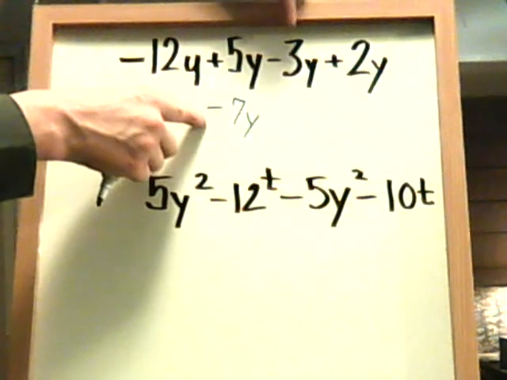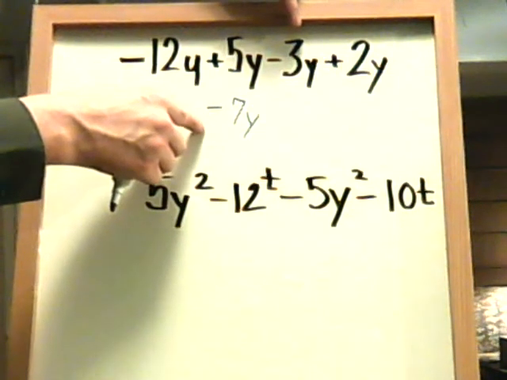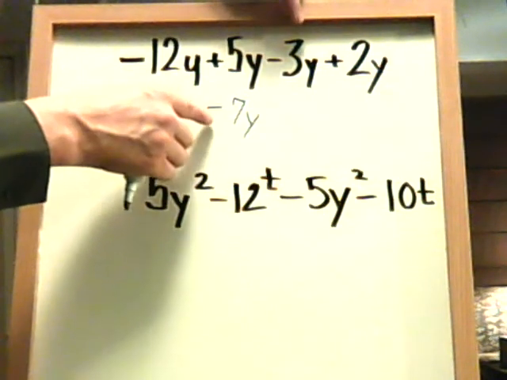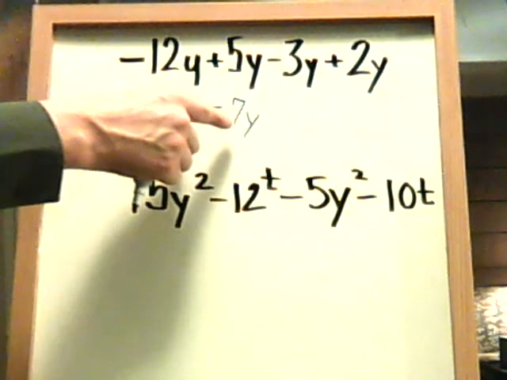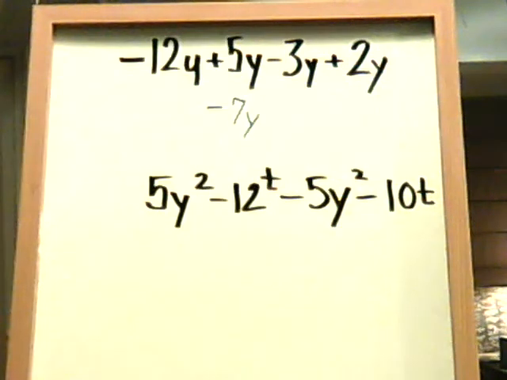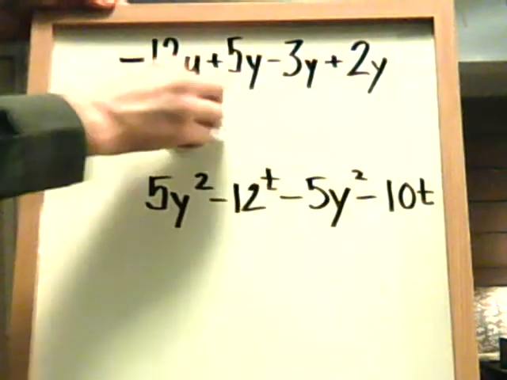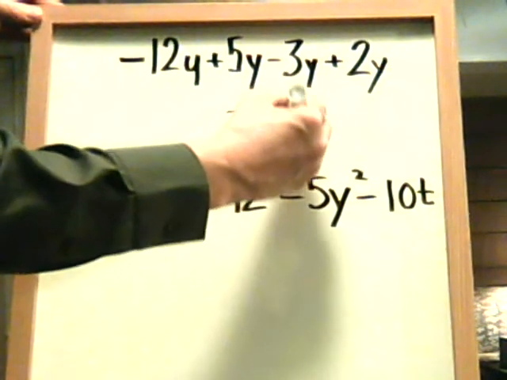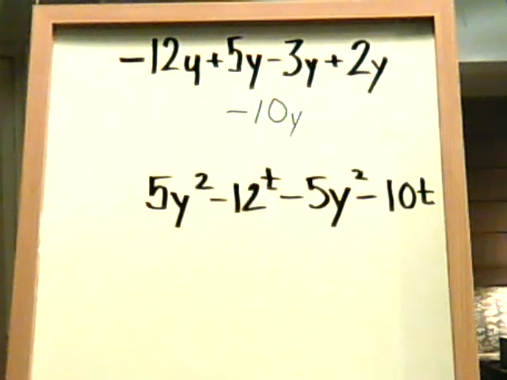You have negative 7y, negative 3y. Again, the signs are the same, so that means add. So 7 plus 3 is 10, and you keep the sign, which is negative. So that's going to be negative 10y. And again, I'll put this here to keep track of it. Generally, we do this in our head, though.